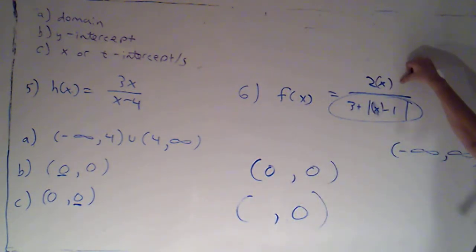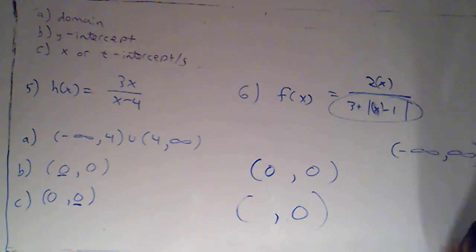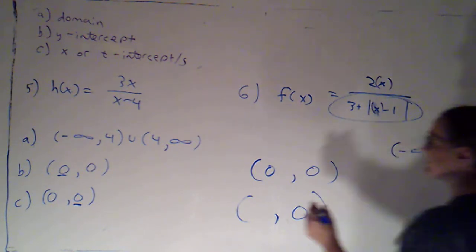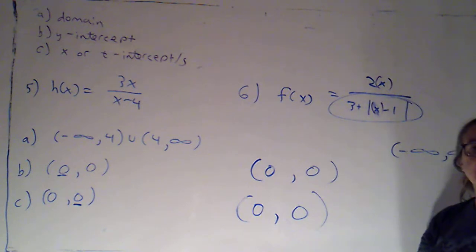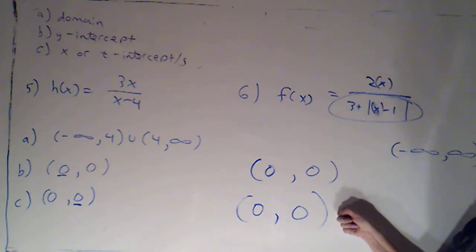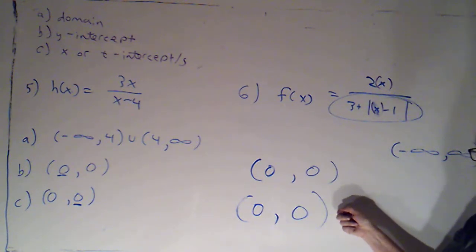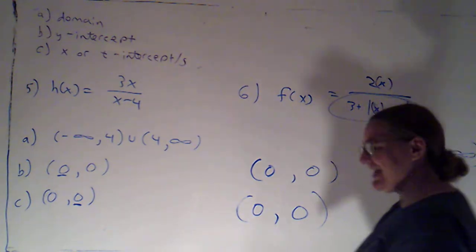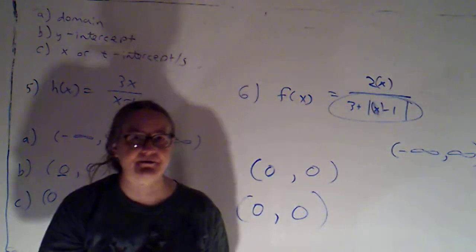Is there anything else that makes the top 0? And the answer is no. The only thing that would make 2x equal 0 is if x is equal to 0. So the only x-intercept is the origin. All right, that finishes up section 1.3.